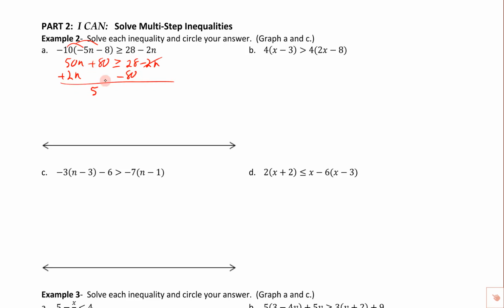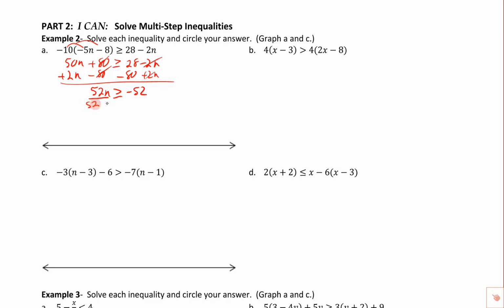Put those together, we end up with, let me show that we're adding all those in here, so we're going to cancel all of those off. So we're going to end up with 52n on this side. All we were doing is adding and subtracting, so that does not change the direction of the inequality. If we do 28 minus 80, that's going to give us negative 52. So we've got a negative 52 on this side.